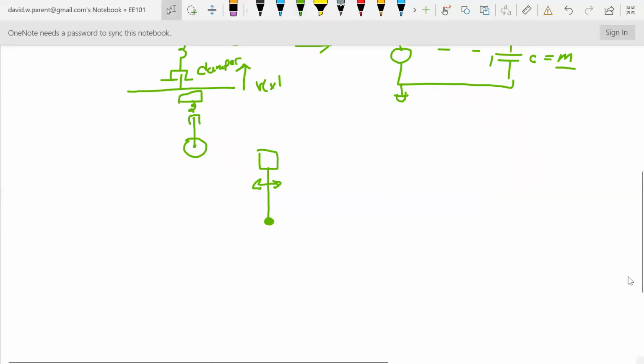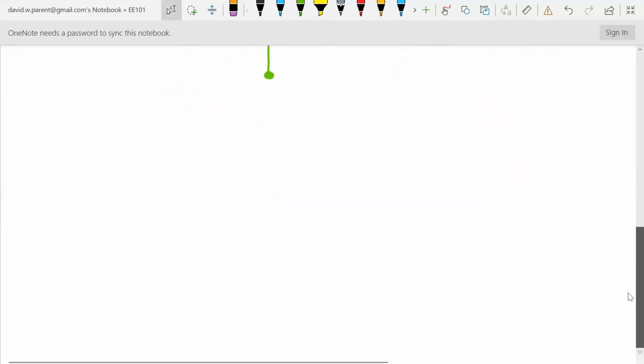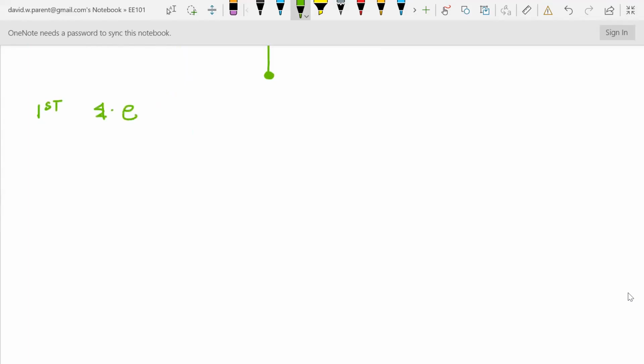Now, with the first order, we really just had e to the minus t, and it was either over RC or R divided by L. Whether there was a 1 in front of it, whether we're subtracting, no matter what, it was always this.